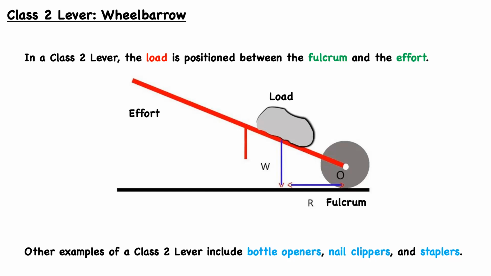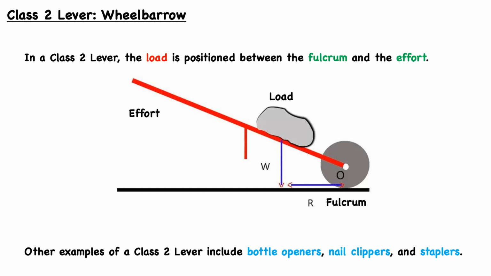So now moving on to a new type of lever that we haven't discussed, we have the Class 2 lever. And in a Class 2 lever, instead of the fulcrum being between the load and the effort, it is the load that is placed between the fulcrum and the effort. And a common example of a Class 2 lever is a wheelbarrow.